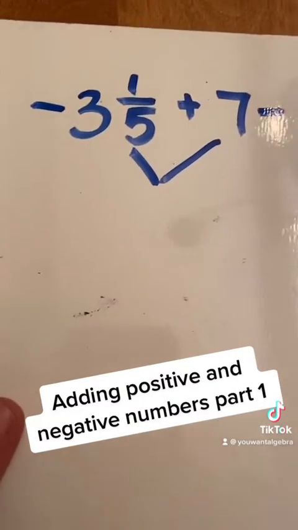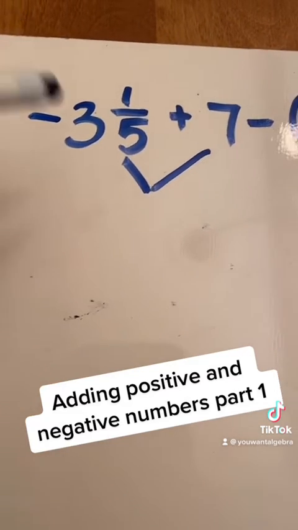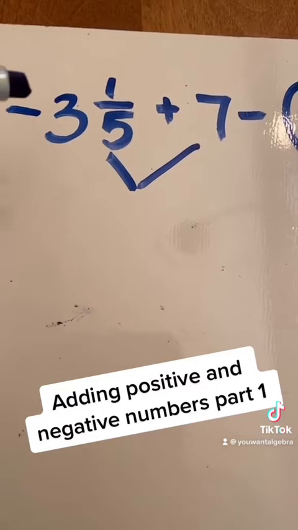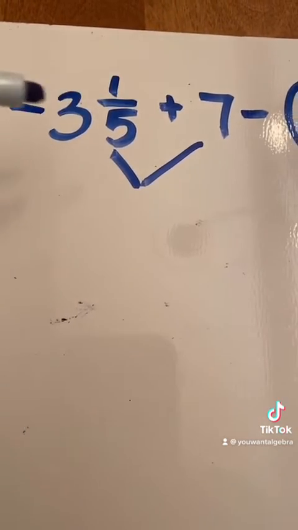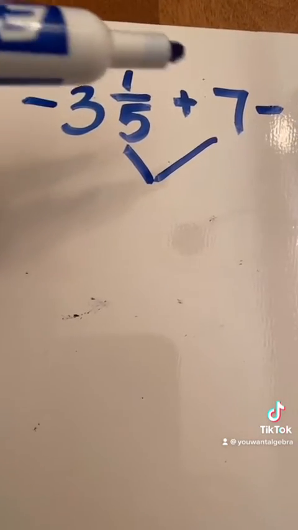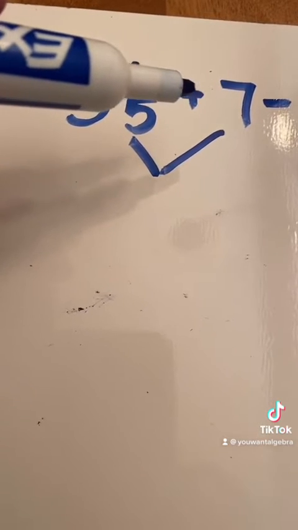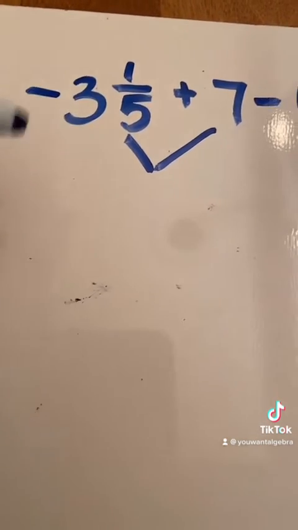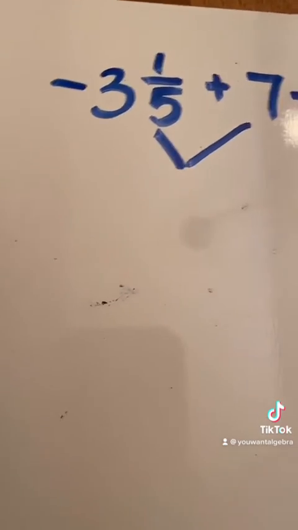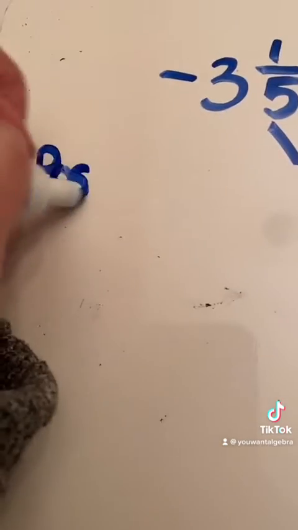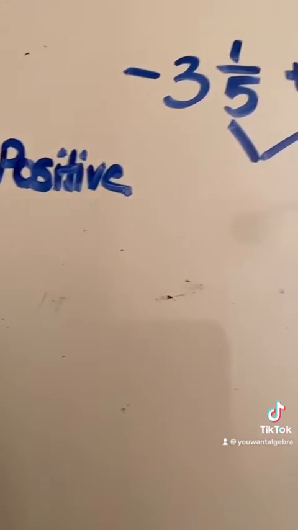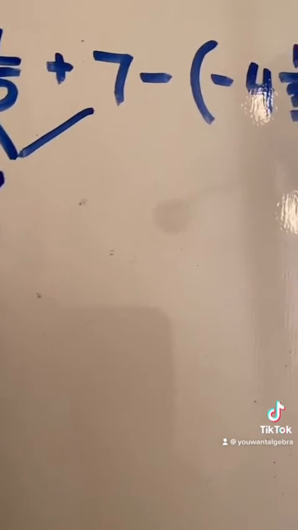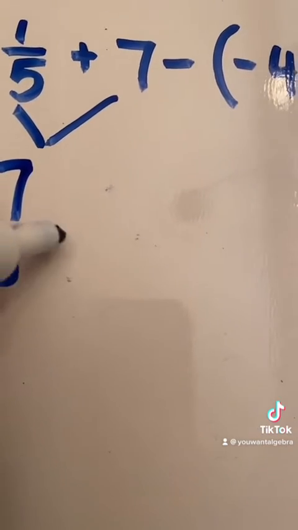So anytime I'm adding positives and negatives, I am basically finding the difference and then taking the sign of the bigger number. So if I look at the bigger number, just generally, again, absolute value, 7 is the bigger number. The sign in front of it is a positive 7. So my answer is going to be a positive answer. So whatever that's going to be, I know that the answer is going to be positive. So I'm just going to write that over here on the side so that I know that when I find the difference. So now I'm just going to take 7 and I'm going to subtract 3 1/5 from it.